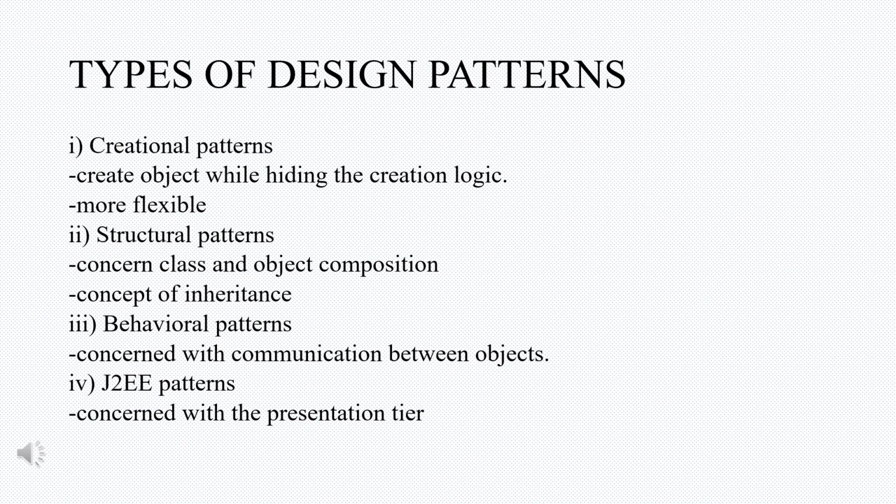So the second one is structural patterns. It concerns class and object composition. It also uses the concept of inheritance in its pattern. The third one is behavioral patterns. It concerns communication between objects. And the last one is J2EE patterns. It concerns the presentation tier.